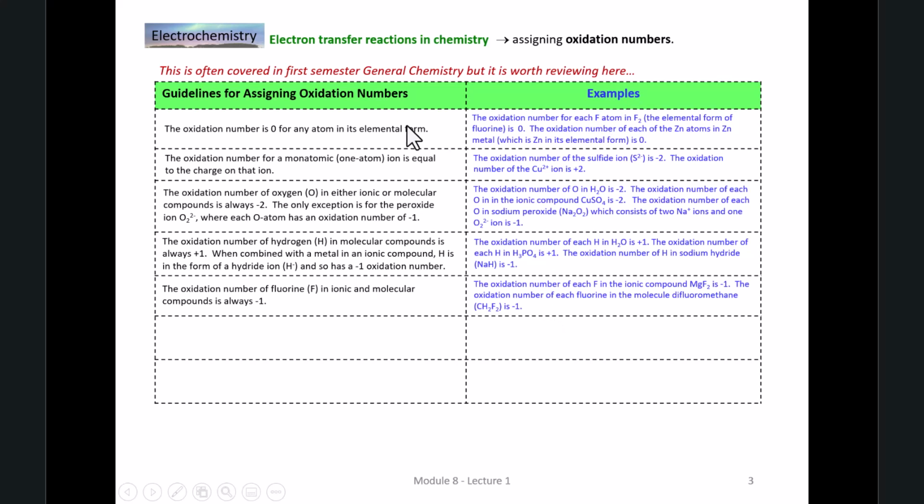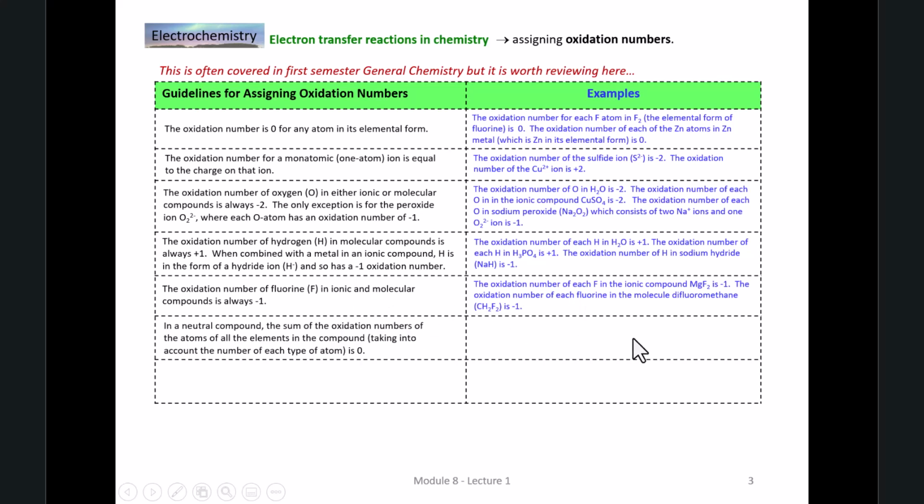Well, remember, that was just for the general rule that the oxidation number of anything in its elemental form is 0. Here, fluorine was in the elemental form, so of course its oxidation number is 0. If it's not in the elemental form F2, the oxidation number of fluorine will be -1.